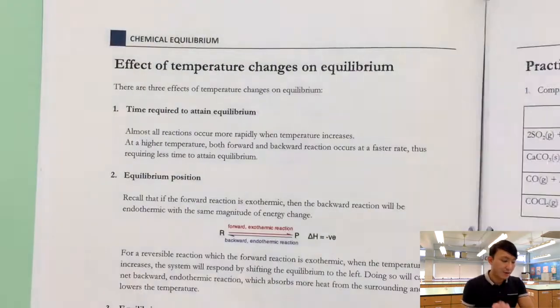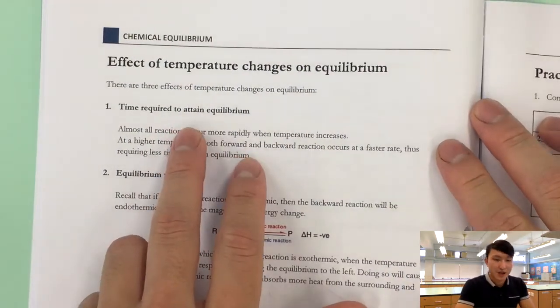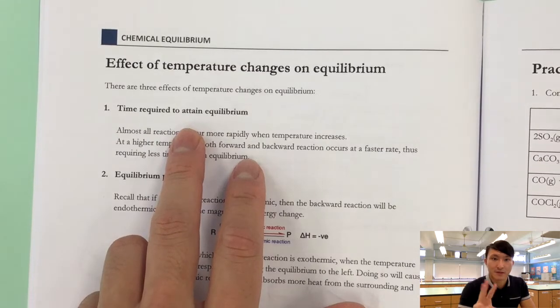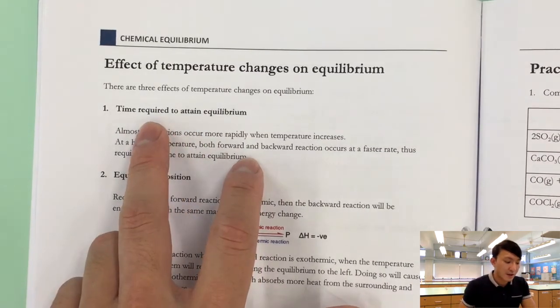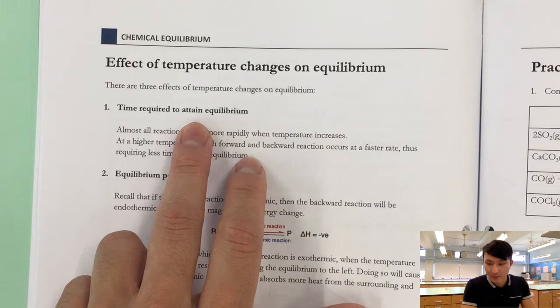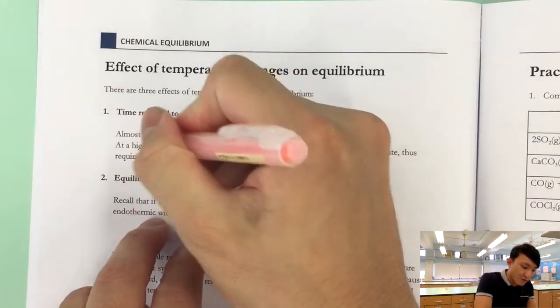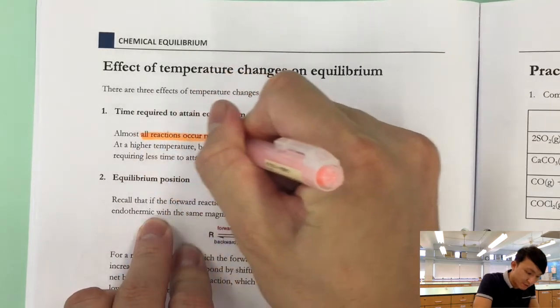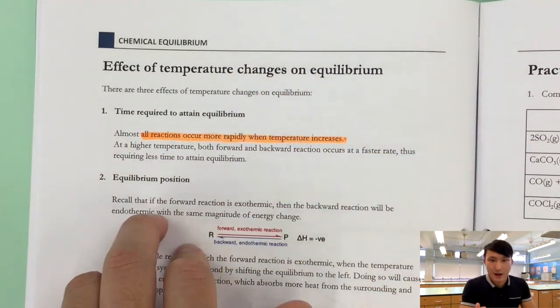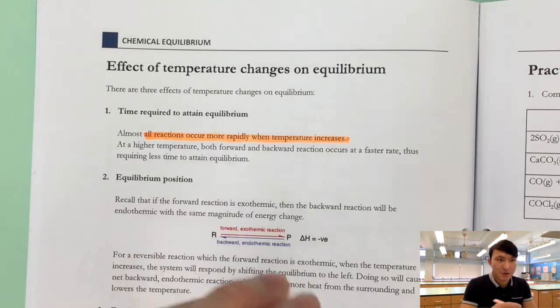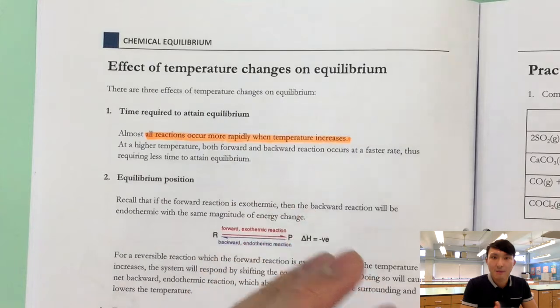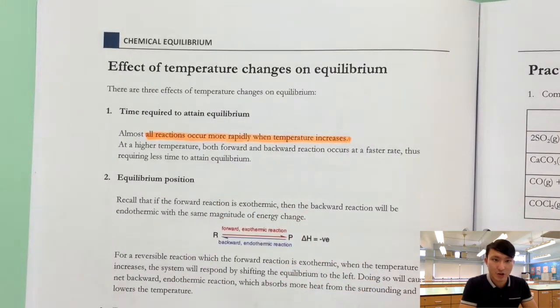So let's get started. Now first of all, temperature affects an equilibrium system in three ways. First of all, it is the time required to attain equilibrium. Now you know that in general, when temperature increases, reaction occurs faster. And also remember that it takes time to reach equilibrium. So we say that when temperature increases, both forward reaction and backward reaction occur faster. Therefore, it takes a shorter time to reach equilibrium.